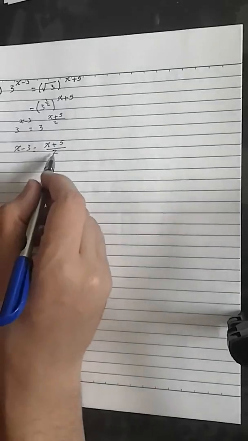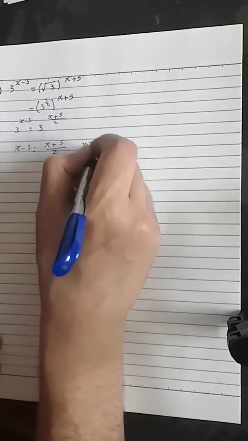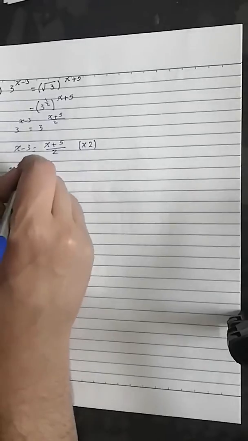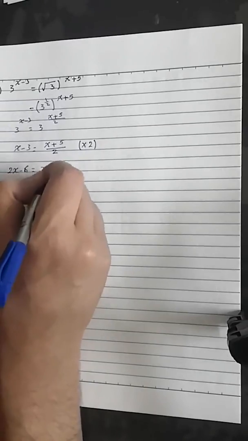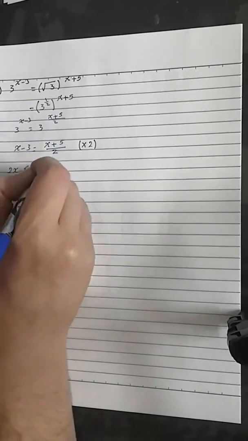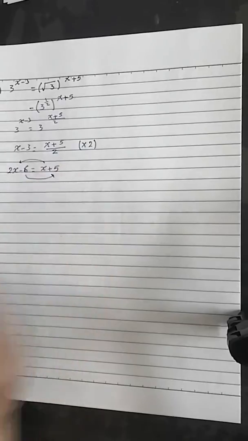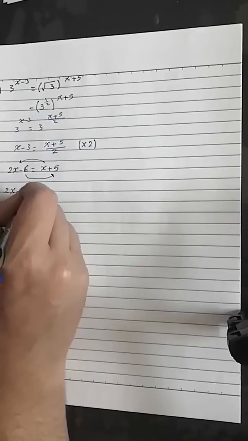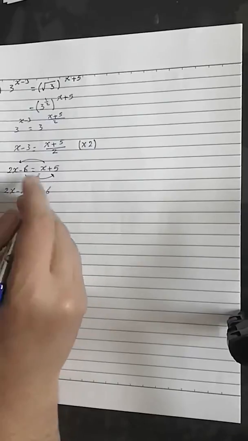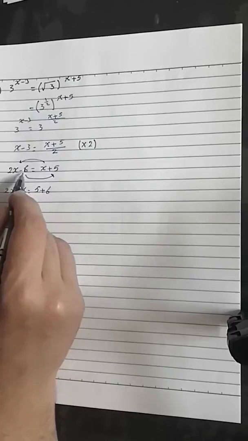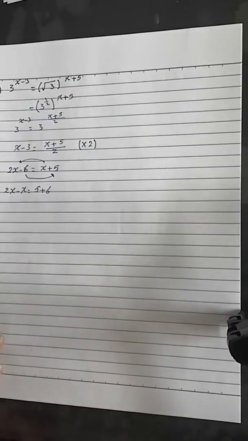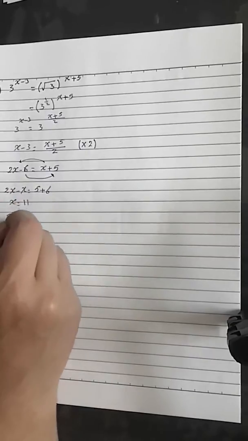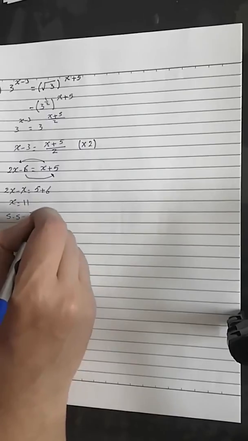I want to get rid of that 2, so I multiply the whole equation by 2. So I have in here 2x minus 6 equals x plus 5. I will put x on one side and the numbers on the other side. So I have 2x minus x equals 5 plus 6. The x will be positive, and negative 6 will become positive on the other side. I have x equals 11. So the solution set equals 11.